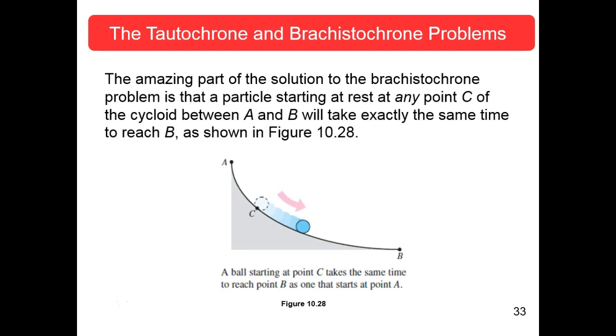Okay? The amazing part of the solution to the brachistochrome problem is that a particle starting at rest from any point C on the cycloid between A and B will take exactly the same time to reach B. It's sort of the same thing as before. If you release it at A, it's going to reach B at a certain time. If you release it from C, it's going to reach B. And this was going back to the tautochrome problem that we were talking about before. It's the same, okay? So it doesn't matter where you release it from, it will be the same. Of course, you can't release it any further because that's the cusp right there. That's the maximum. Okay. So was there any calculus?